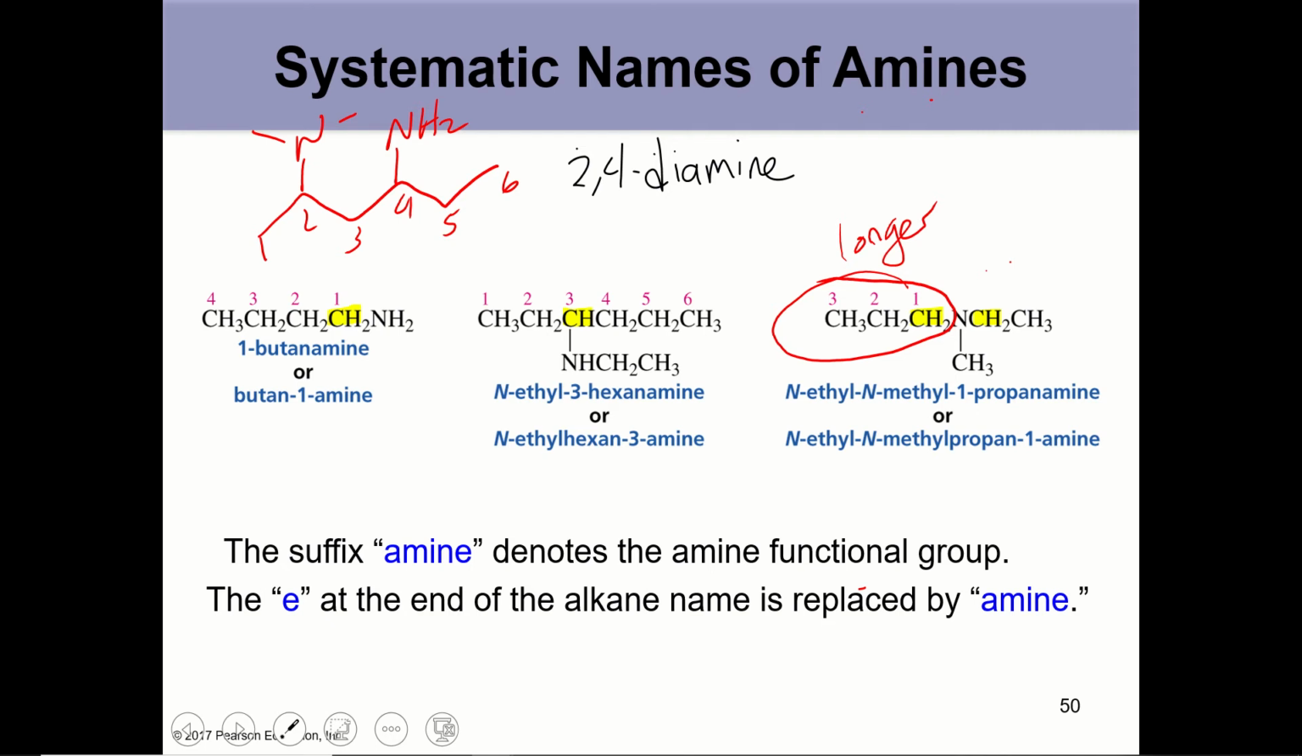And then we have the last example on the right. We have a tertiary nitrogen, which has 3 bonds to carbon, 3 alkyl groups, and the longest carbon chain bonded to the nitrogen is 3 carbons. And so that is the main chain. The prefix for 3 is prop, so this is a propanamine.